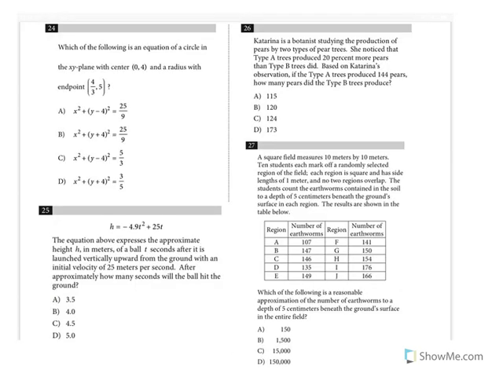Which of the following is an equation of a circle in the XY plane with center 0, 4 and a radius with endpoint 4 thirds and 5? Well, let's start off with the center. Since the center is 0, 4, in the equation it's going to be x squared plus, and then we change the sign. Whatever the sign is in the coordinates, the sign is going to be opposite in the equation, so that's going to be y minus 4 squared. So that rules out B and D.